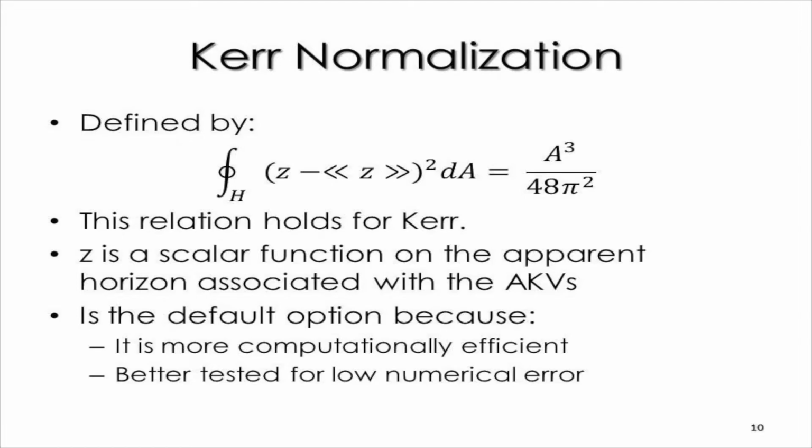Our preferred normalization is the Kerr normalization, defined by the equation shown, and we can cite Dr. Lovelace, Owen, and some others in a paper in 2008 in their appendix for the math on these slides. Full citations can be found in the description. We know this Kerr normalization holds for Kerr or Kerr-like black holes. The z in the integral is a scalar function on the horizon associated with our approximate Killing vectors. We prefer this normalization because it is computationally efficient and better tested for having low numerical error.